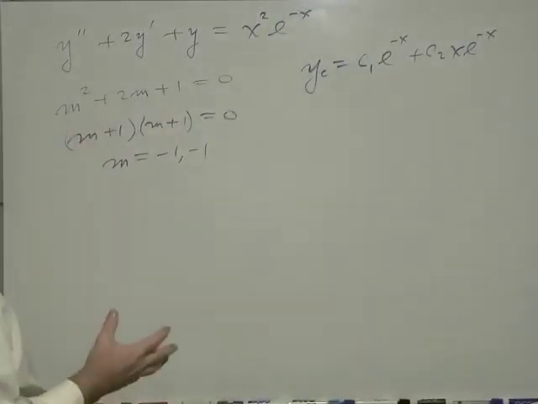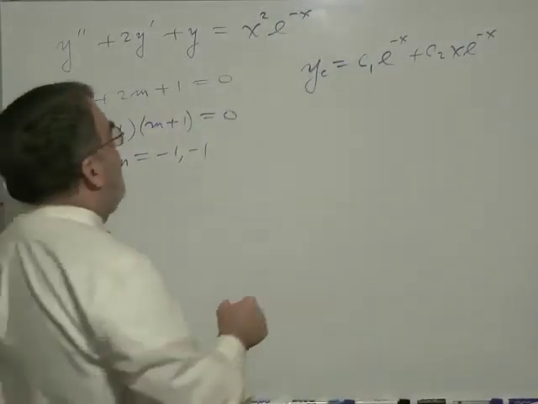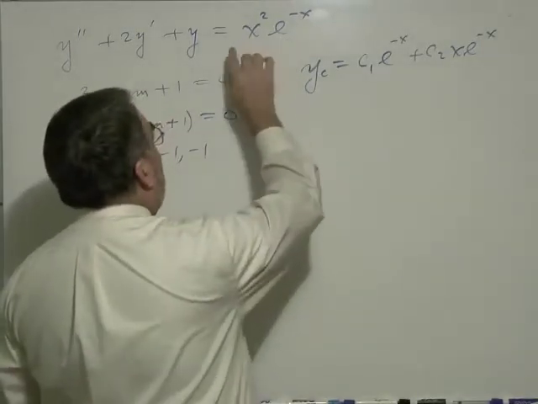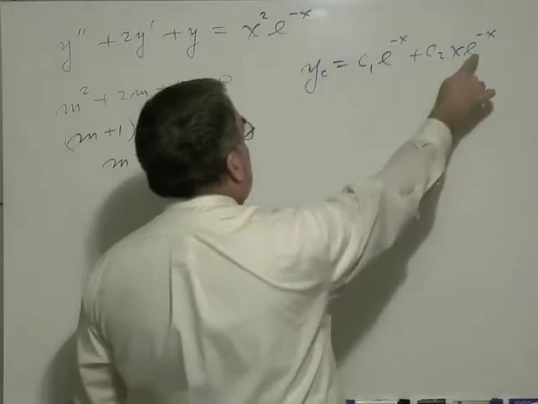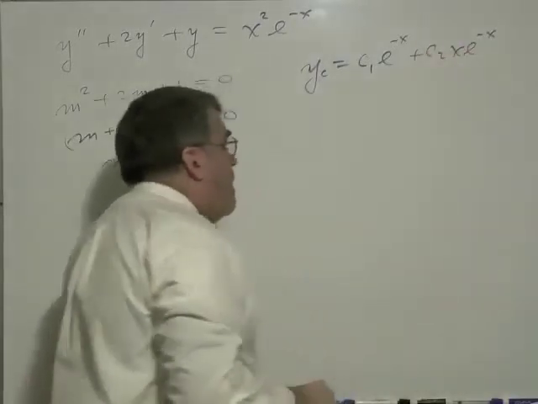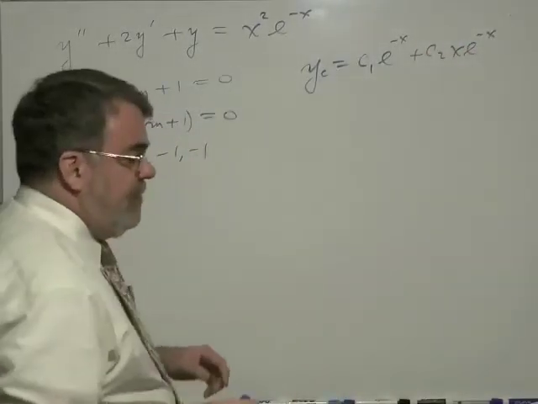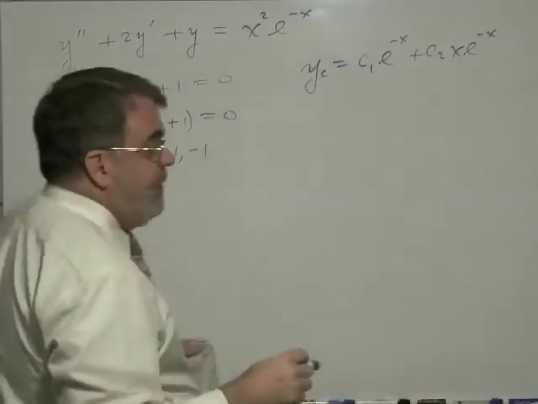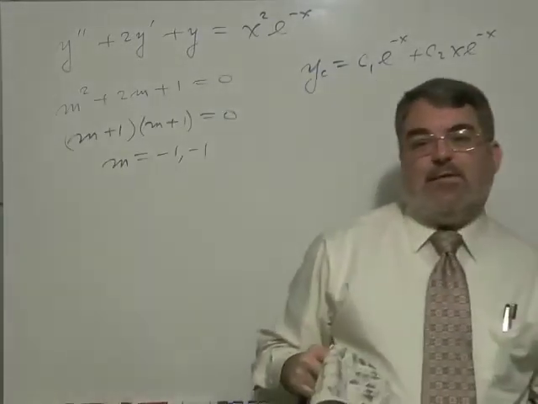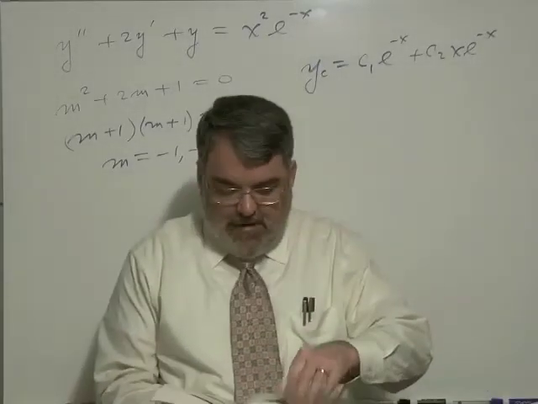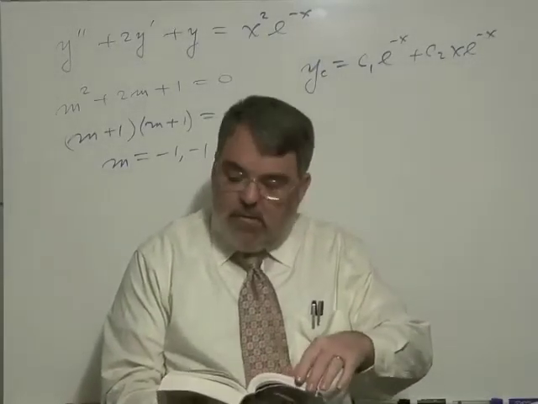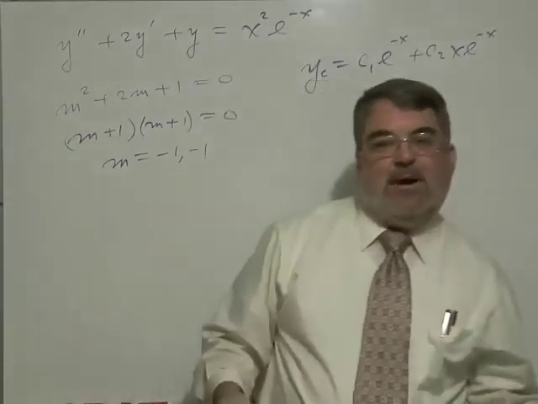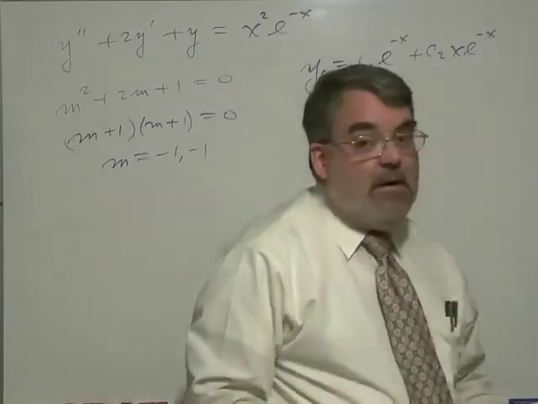Alright, well, there's an issue there, because when we look for our particular solution, the right-hand side has x squared e to the minus x. It already has e to the minus x in there. So this book calls it case 3, and he talks about it on the bottom of page 227. And it seems a little complicated, but here's how it goes.